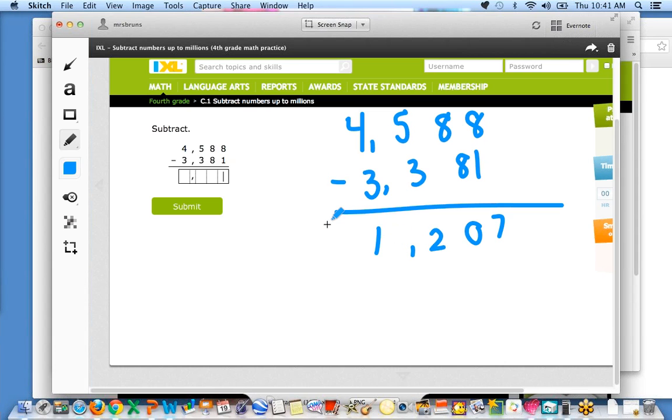Lucas, tell me how I would check my work. You would multiply. No, think of what is the opposite of subtraction, which is what we just did, a subtraction problem. Yes, the opposite of subtraction is addition. So we would add 1,207 plus 3,381. And what should we come up with if we were correct? We should come up with 4,588.